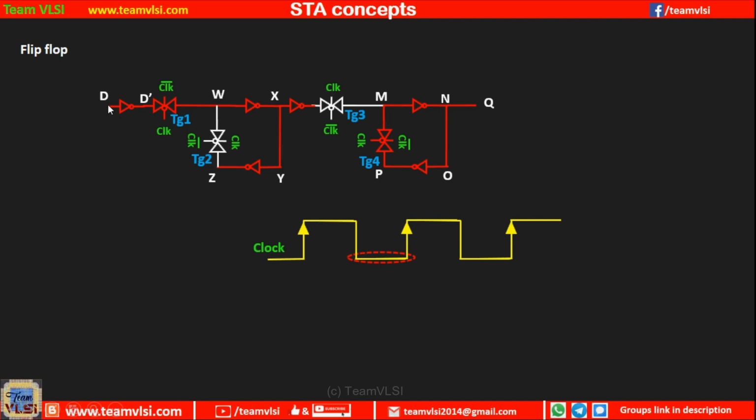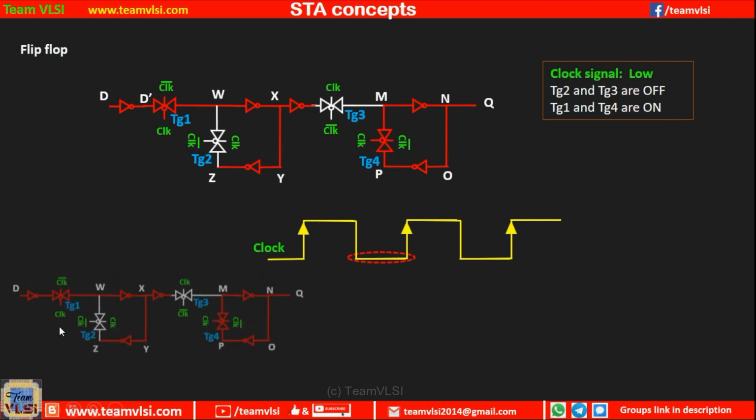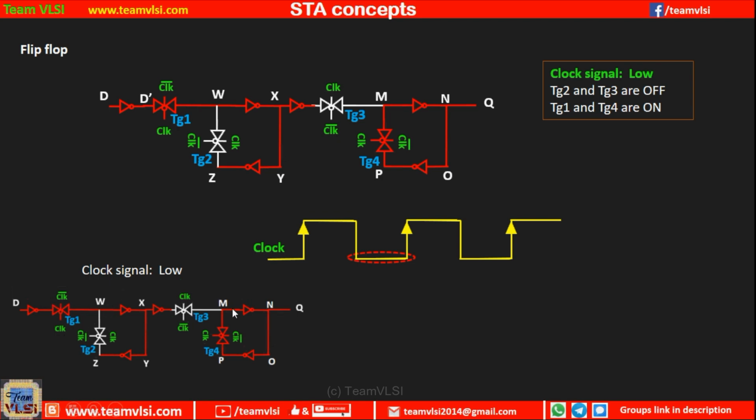Here we can notice that our input D is not transferred to Q, but D is being transferred up to this point, and this is forming a loop here. So whatever the previous value was at Q will be retained, right? TG2 and TG3 are off here, and TG1 and TG4 are on, and the path which is activated is like this.